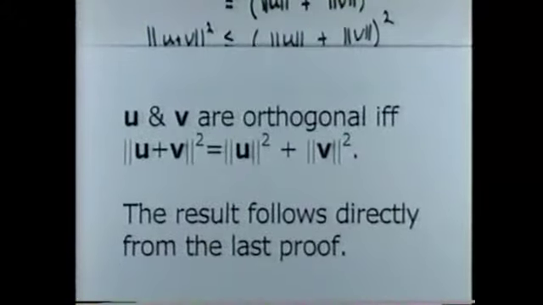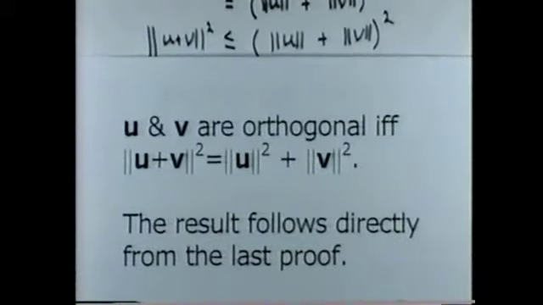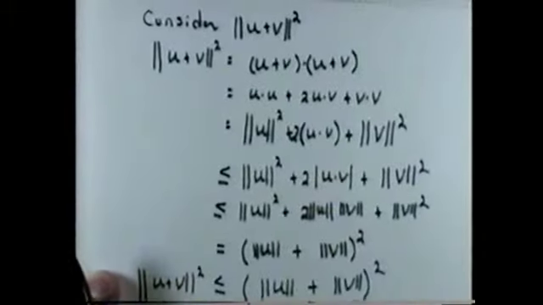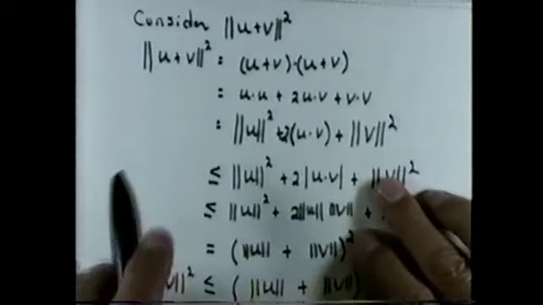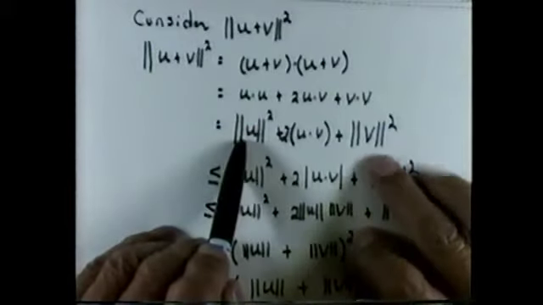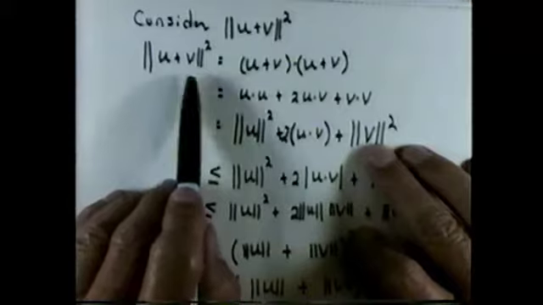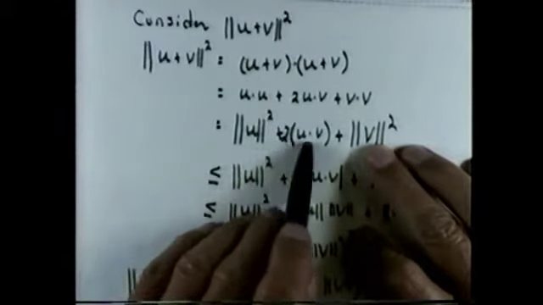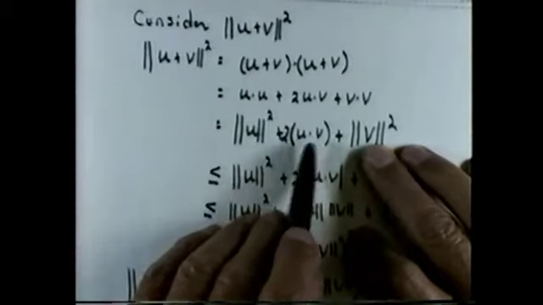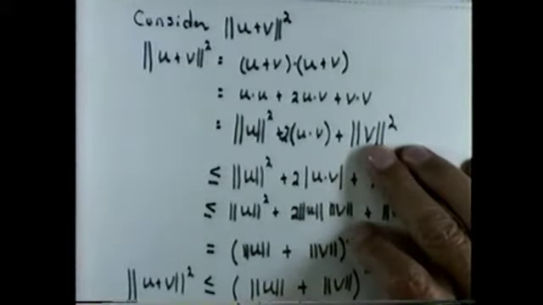Well, this result follows directly from the last proof. All we have to do is go up and look at one step in the proof. The magnitude of u plus v quantity squared, it's down here. The only way this is going to be equals will be for the middle term to be 0, which means u dot v is 0, and the only way the middle term can be 0 is for the vectors to be orthogonal.